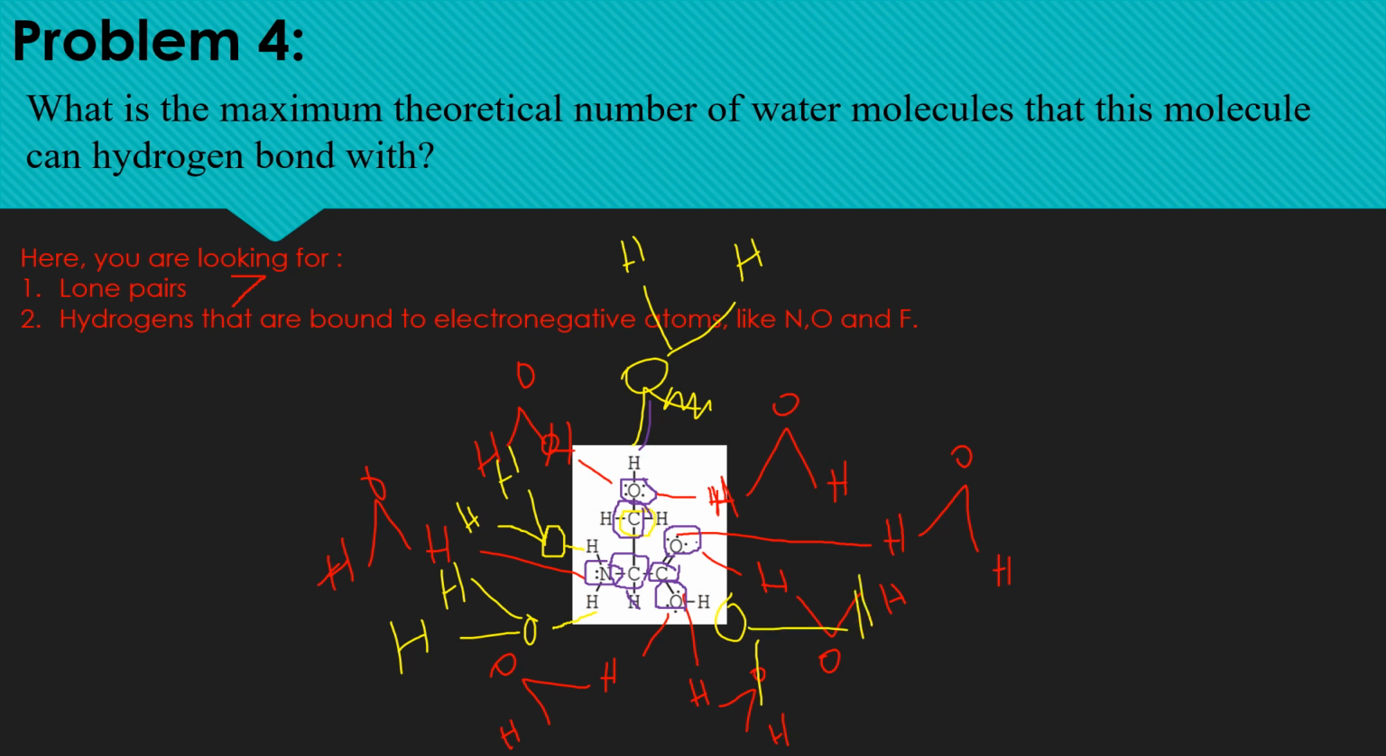Okay, so there's hydrogen, hydrogen. And I think we're done. Okay, so let's go ahead and count those up. We have 1, 2, 3, 4. So that's 4. So how many water molecules? I have 7 plus 4, so that's 11.